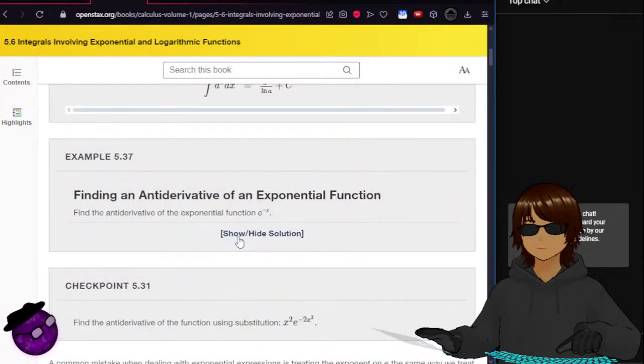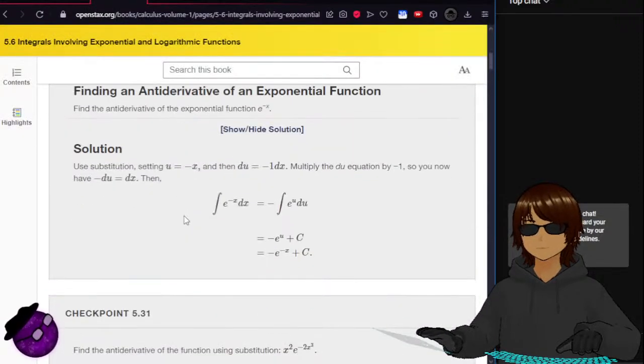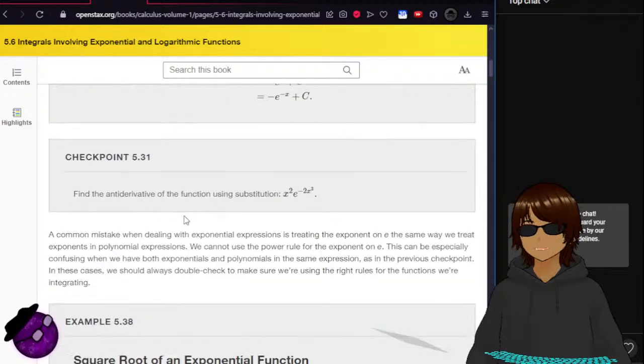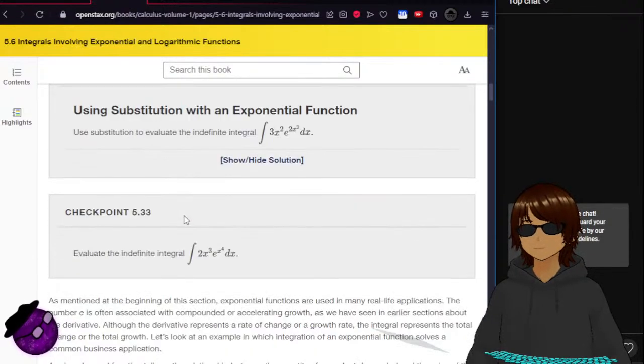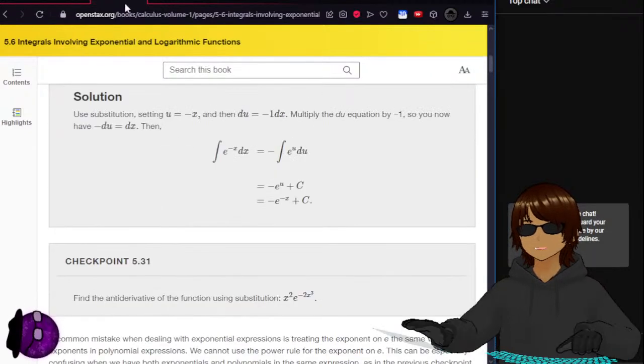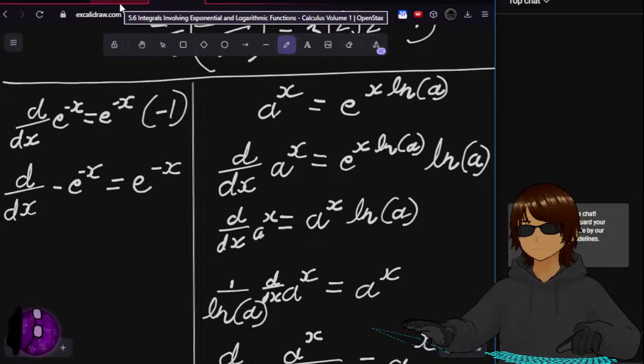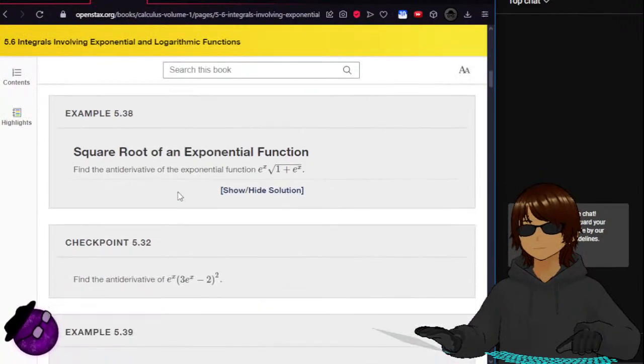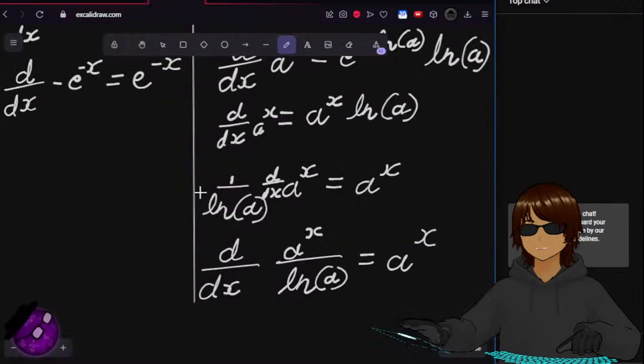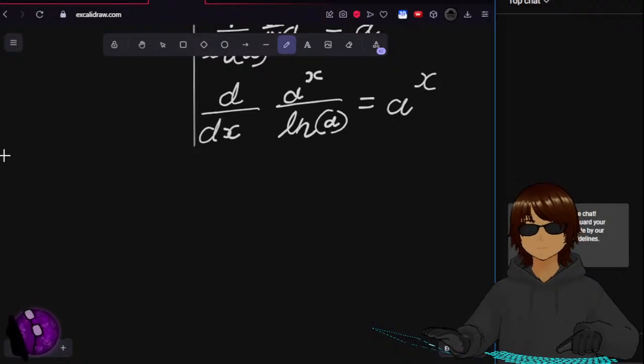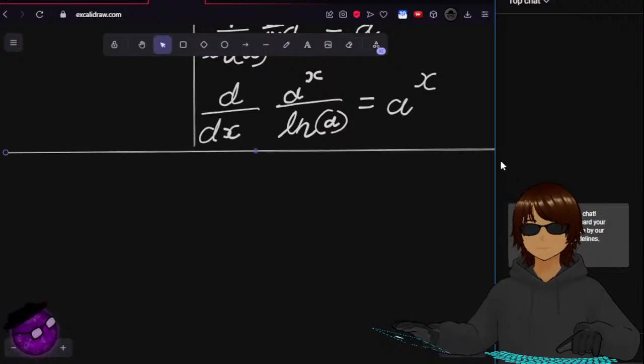Is that the answer? Okay. No, I forgot plus c. Find the antiderivative of the exponential function e to the power of x. Hold on. I should start using a line more often.